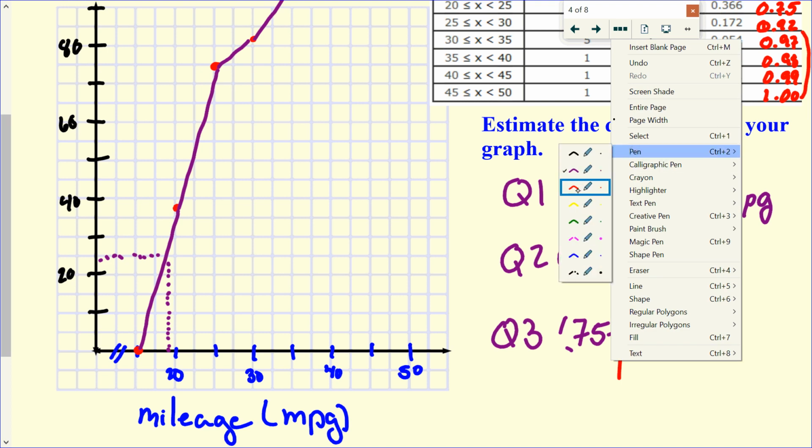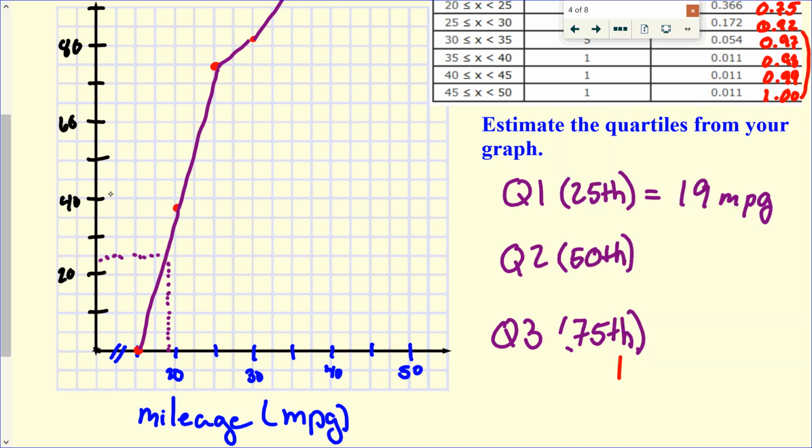And we're going to do the same thing for the 50th. So we'll go up to 50, come across, hit that point, and come straight down. This one is nice, it hits right on a line, between 20 and 25. So we're going to call that 22.5 miles per gallon.